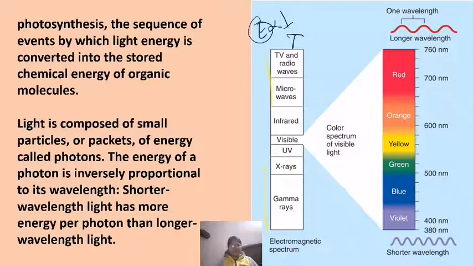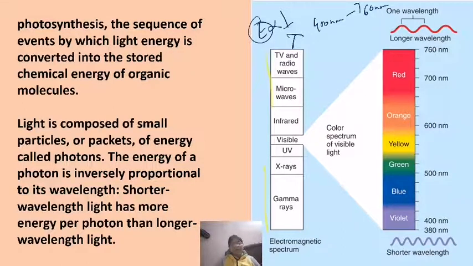So if you look at TV and radio waves, microwaves, infrared waves, and then comes your visible range of light. This visible range of light falls around 400 nanometers to 760 nanometers. That is the range of it. And then come ultraviolet rays, X-rays and gamma rays, and you know that these rays are ionizing rays and their energy is very high.